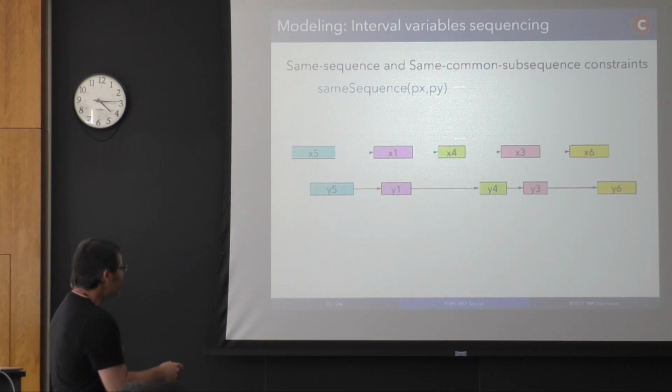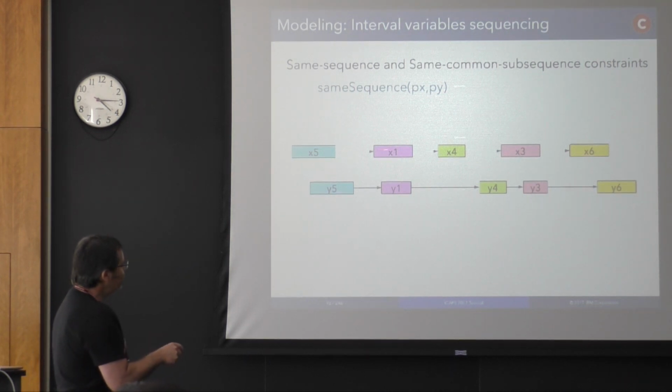Okay, just the same sequence means, well, if you have given a value for the sequence on the first one, then it will be ordered in the same way on the second sequence. Okay, here this is a color.